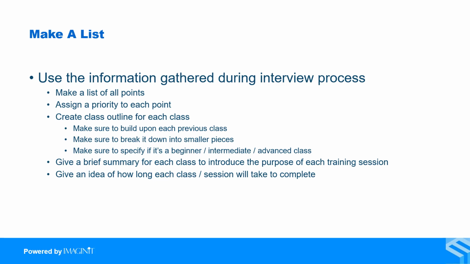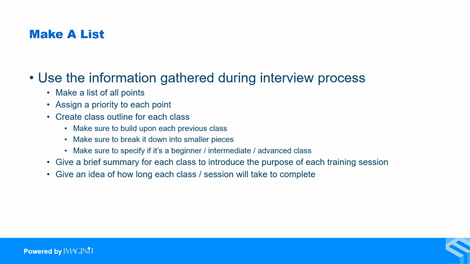Once you have all these questions answered, now we want to make a list. Use the information gathered during this interview process. Make a list of all the points. Assign a priority to each point. Create a class outline for each class. Make sure you build upon each previous class. Make sure to break it down into smaller pieces. And be sure to specify if it's a beginner, an intermediate, or an advanced class.